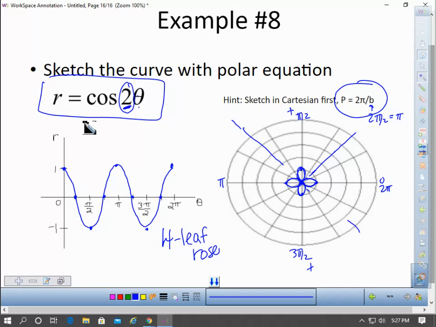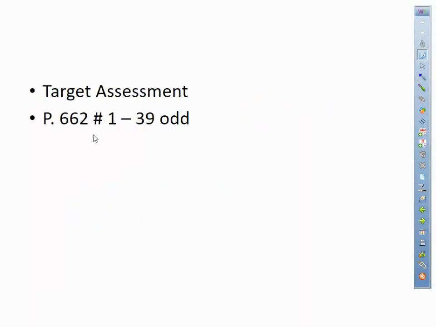So where we're going from here is actually how to do calculus. How are we going to find tangent lines and curve length and area and all that? So we've got the calculus to do from all of this. But right now I want you to understand what polar curves are and how to graph them. So do that discovery handout and then do the practice problems. On your practice problems, you're doing 1 to 39 odd. All right, 1 to 39 odd.